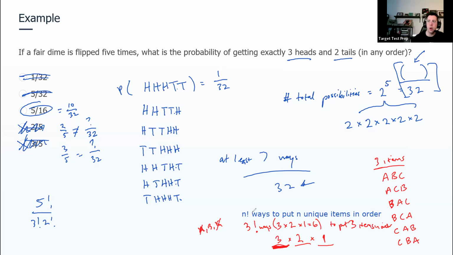The other thing is, though, what if some of the items aren't unique? So if I have 3 unique items, A and B and C, then if I move B and C around, that's a different arrangement, right?